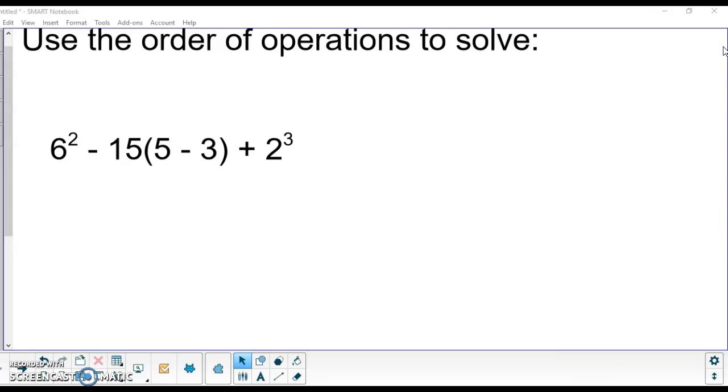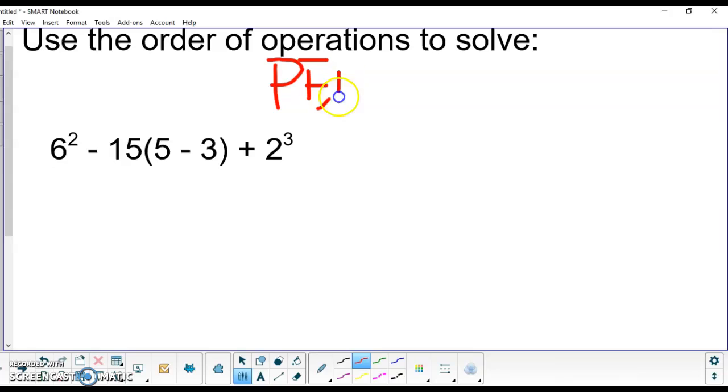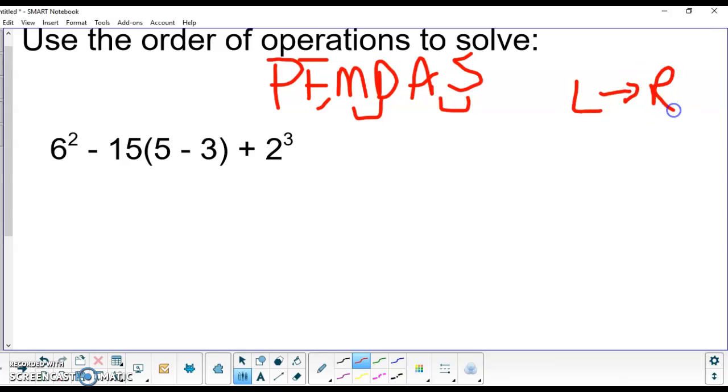I'm going to write here PEMDAS, because that helps us remember. Please excuse my dear Aunt Sally: parentheses, exponents, multiply, divide, add, subtract. Remember, multiplying and dividing, adding and subtracting go in order from left to right. Multiplying doesn't necessarily always come before division. Whatever you hit first, I do it this way, left to right.